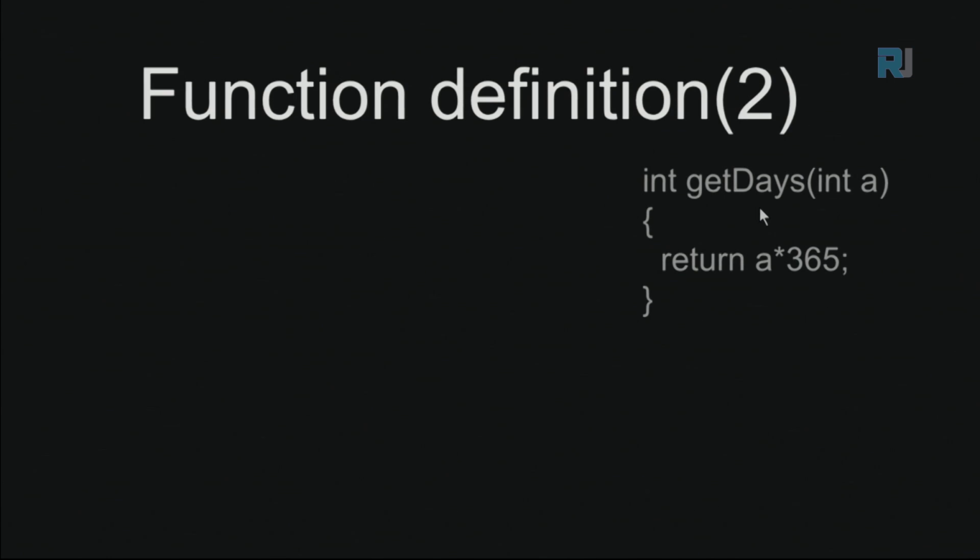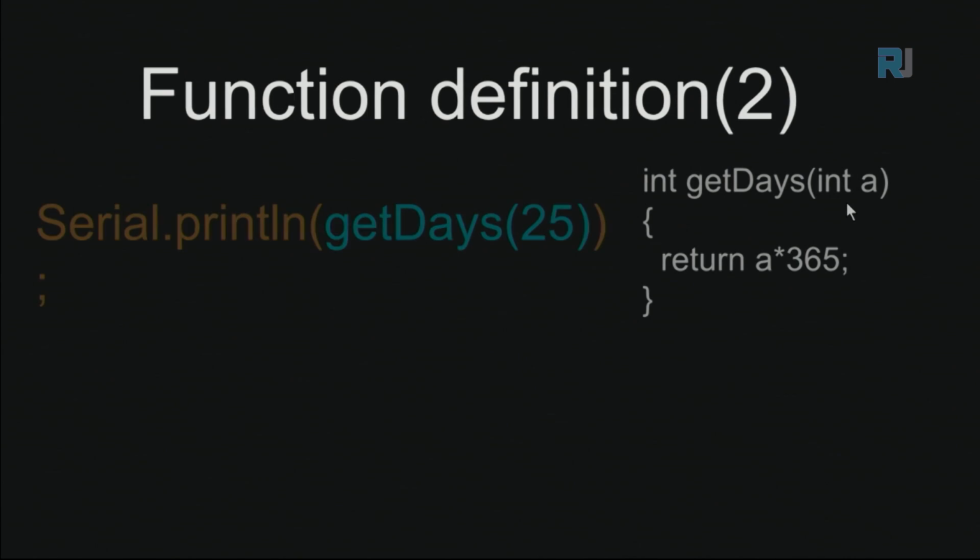And let's say if we have get days integer, how we use it. We say serial print get days 25. So this 25 goes to this function, which means it comes here and it becomes a. And then we get a multiplied by 365. It will become a number, and it will return it back. If you use it in serial monitor, it will just print the result of 25 multiplied by 365.